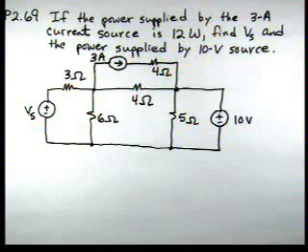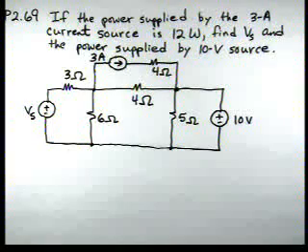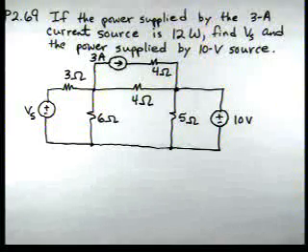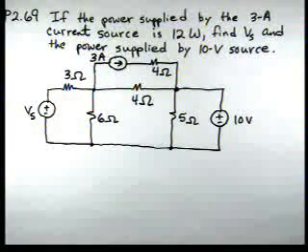Okay, here's the problem solving video for problem 269. You can see the circuit there. The problem statement says if the power supplied by the 3 amp current source is 12 watts, find Vs and the power supplied by the 10 volt source. Really, we're going to use Kirchhoff's laws here to work this problem, and Ohm's law.